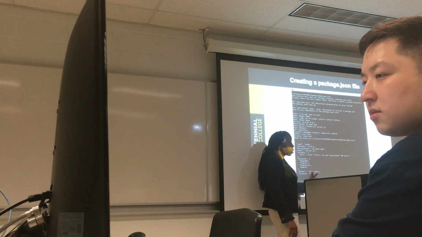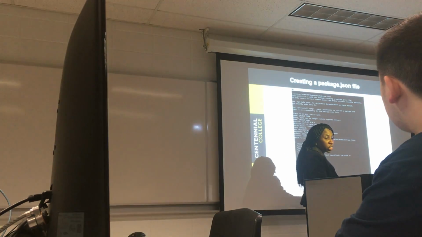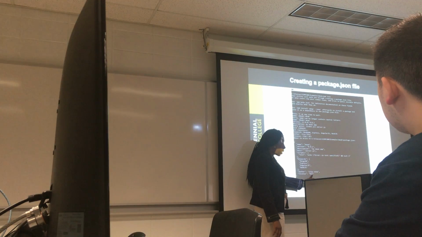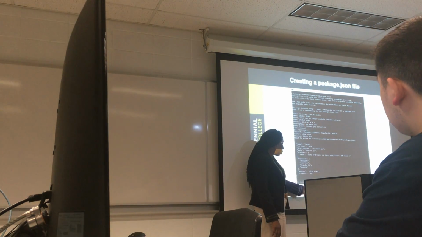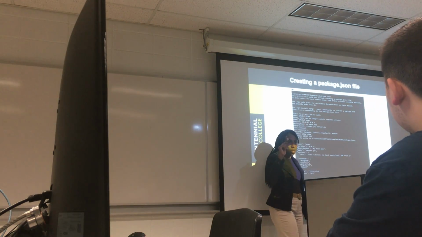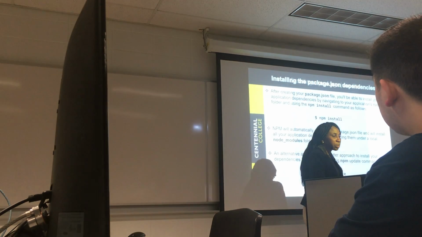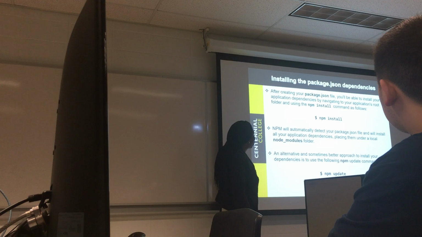So I say author, you put your name. Yeah, put your name there. Then automatically it will show you the license. So if you are using yarn, it will show you the MIT. If you are using npm, it will show you ISC. So is it okay? Just press yes. Once you hit yes and hit enter, it will create the package.json file automatically for you.